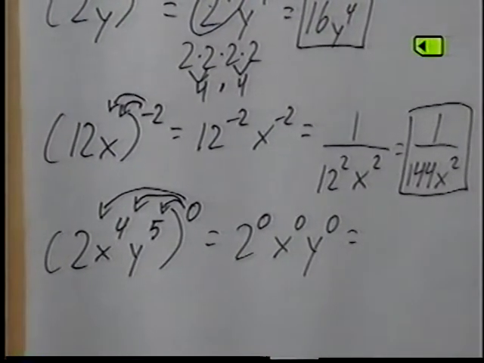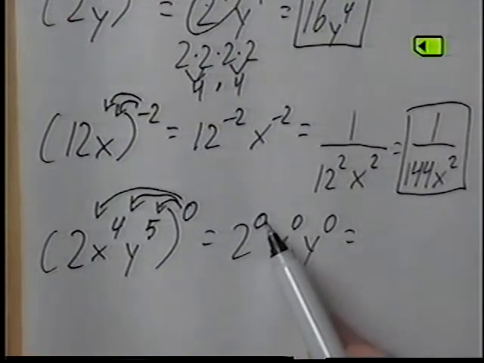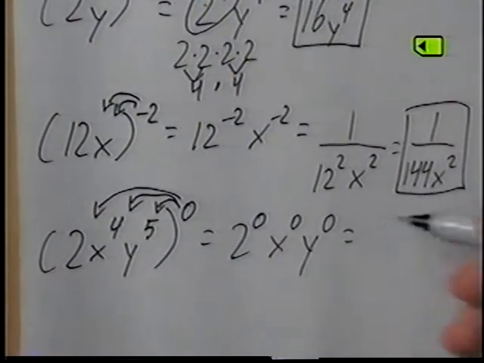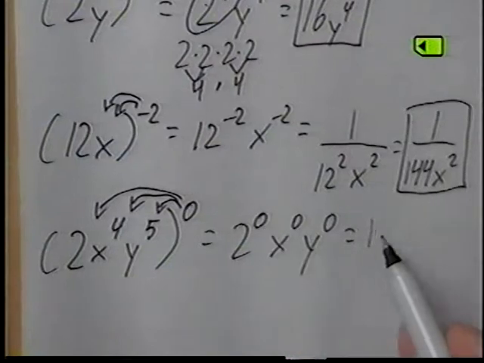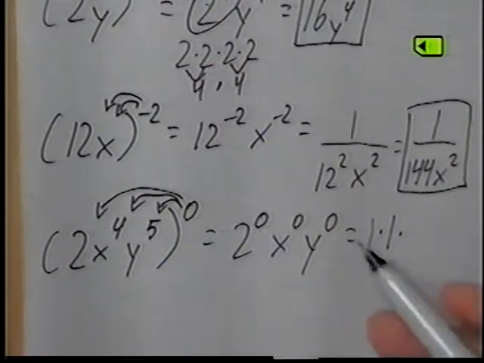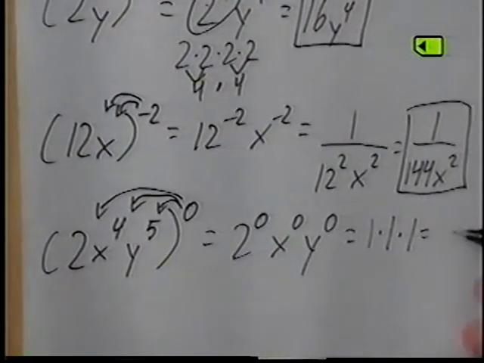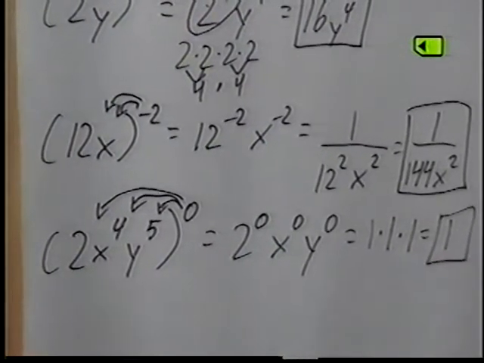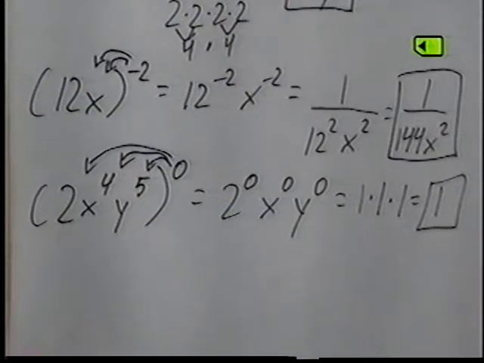If you recall from previous lessons, anything to the 0 power equals 1. So 2 to the 0 would be 1, x to the 0 would be 1, y to the 0 would be 1. Multiply them together, and your final answer is 1.